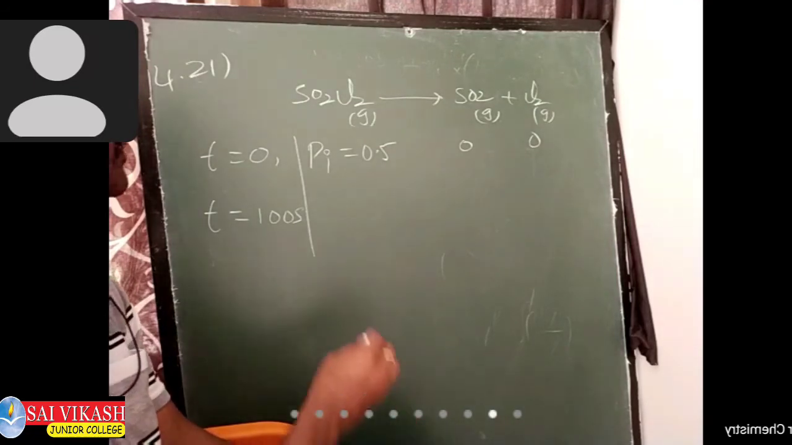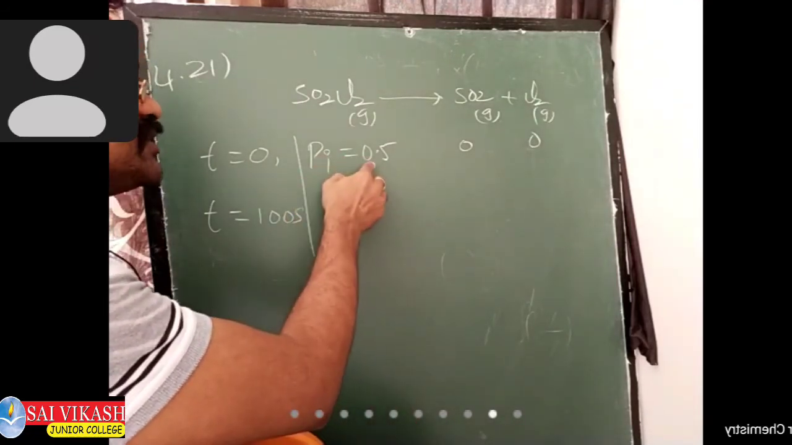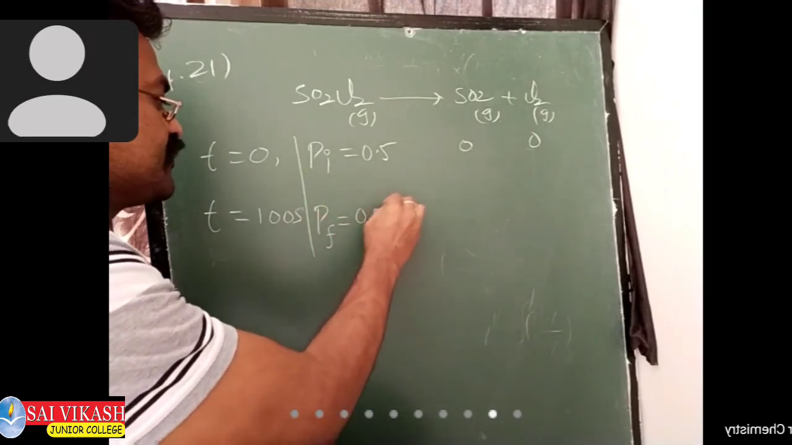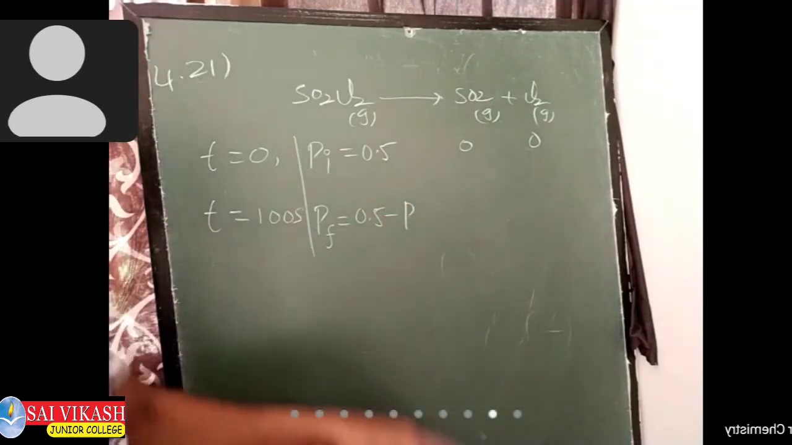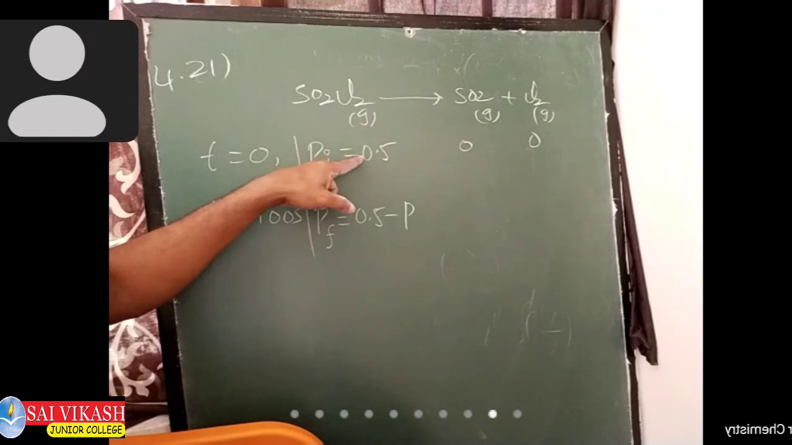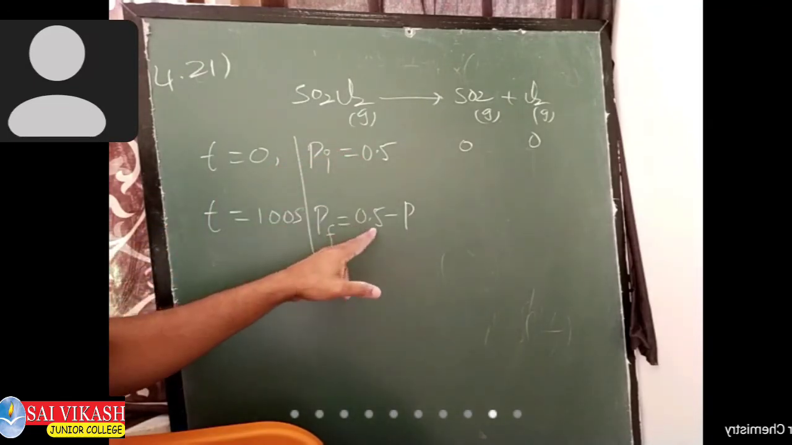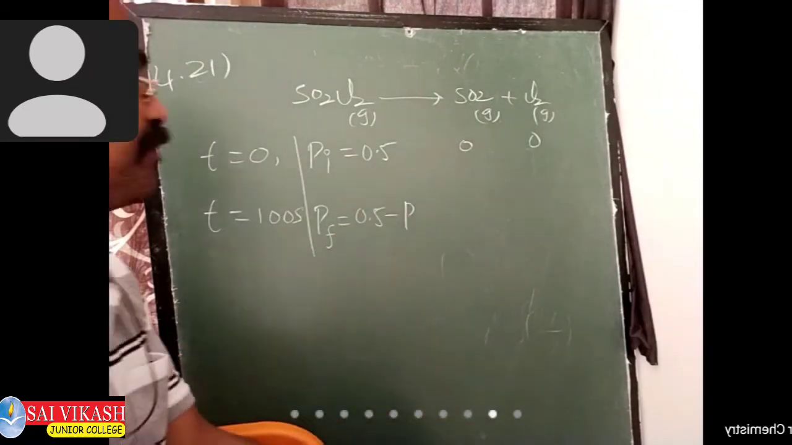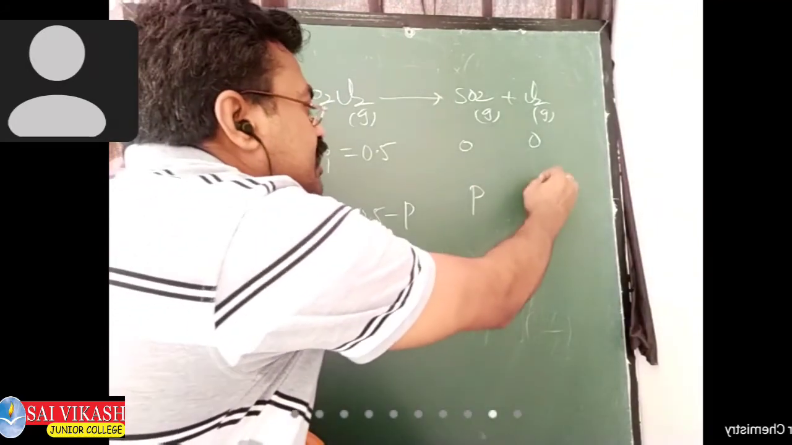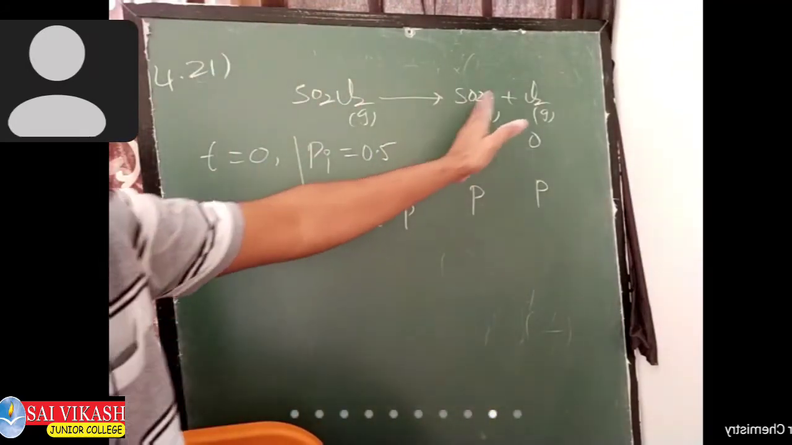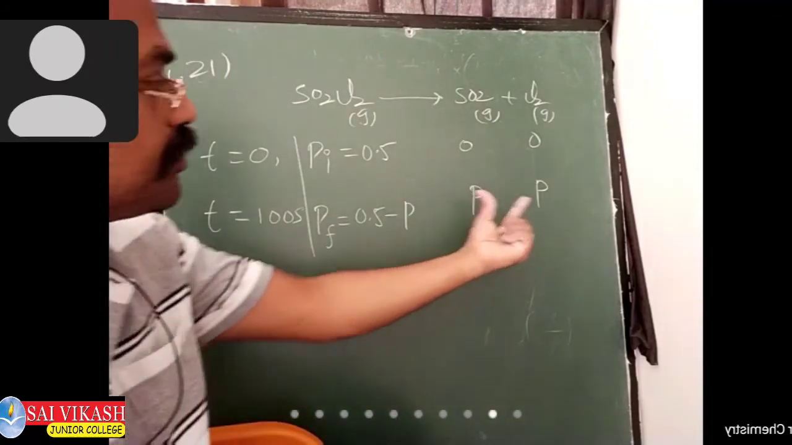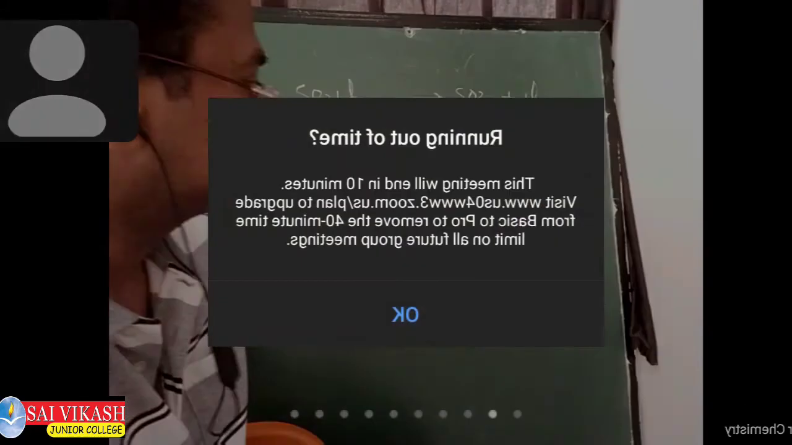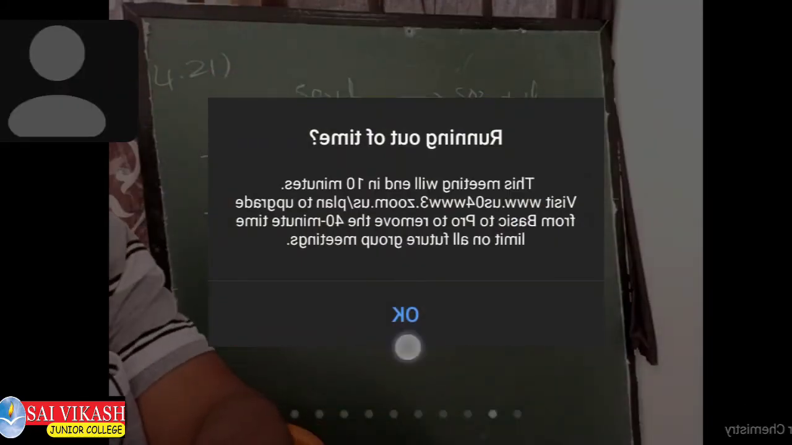So what I am taking is initially 0.5 is given. Final pressure will be 0.5 minus something, some pressure is gone. Initial was 0.5, but final is 0.5 minus something. We don't know how much is gone. I have taken it as P. If P is gone, here also P will form, here P will form, because of the 1:1:1 ratio. They have given the total pressure of all these three as 0.6. Means 0.5 plus P. The sum of all these three pressures is given as 0.6.